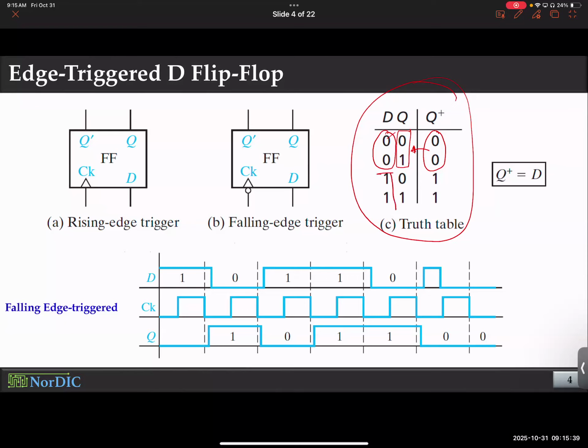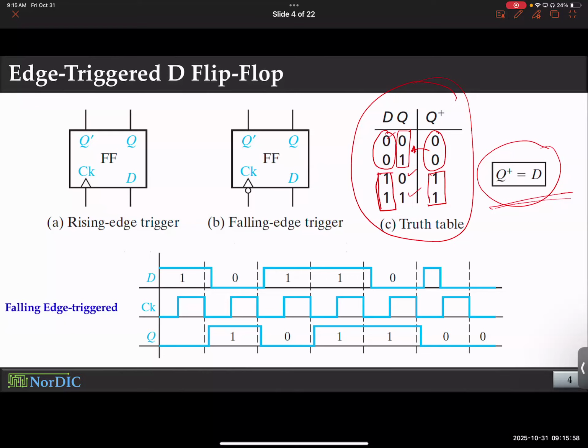Similarly, when the data is 1, your output will be 1, doesn't matter what the output was before. So your output is directly driven by data. And you can say that this is a very simple function to represent. Your output is going to be the input. That is how simple a D flip-flop is. Does that make sense? No complication.